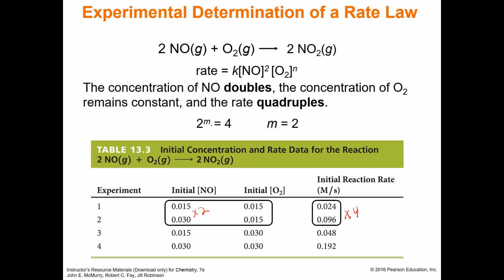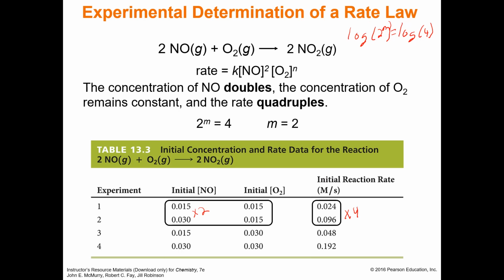Well, what you would do is you can determine this by logs. So we have 2 to the m equals 4. So we can take the log of 2 to the m is equal to the log of 4. So we take the log of both sides.